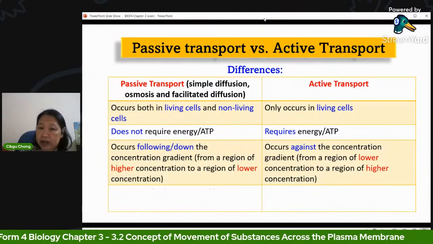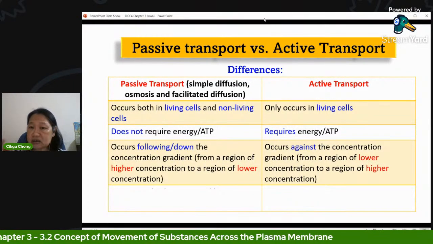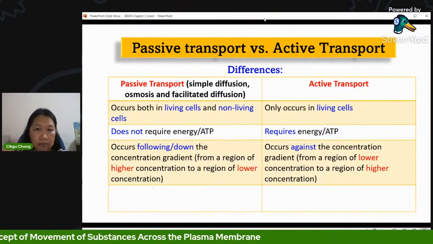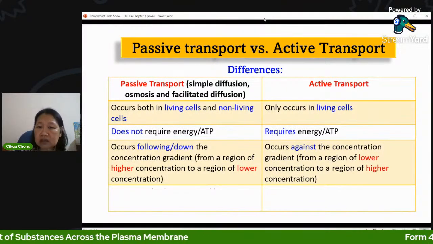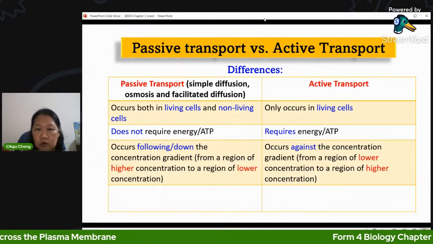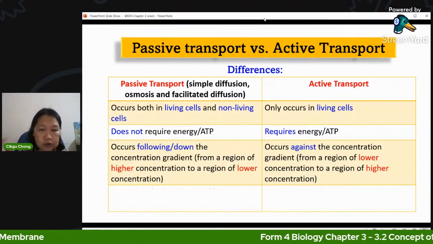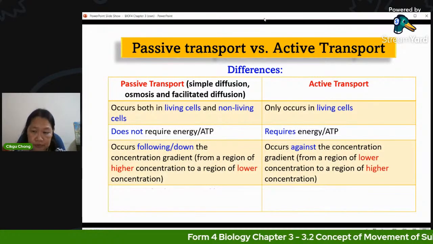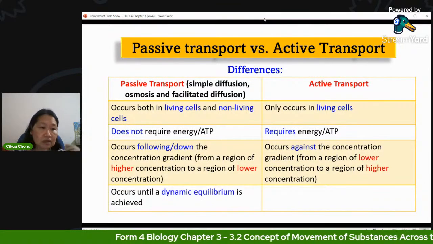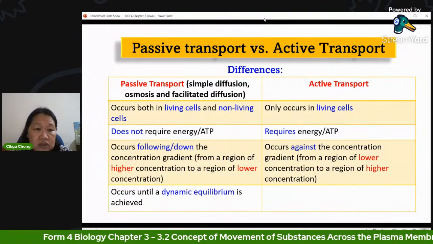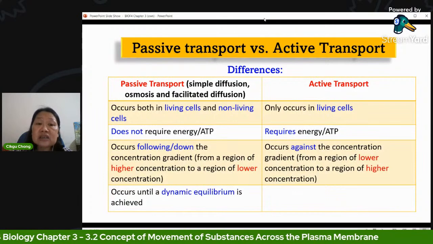You don't have to write both. If you say it occurs against the concentration gradient, that is enough. You get your mark already. Or you can say it occurs from the region of lower concentration to a region of higher concentration, also the same. No need to write both. Lastly, until when does it occur?